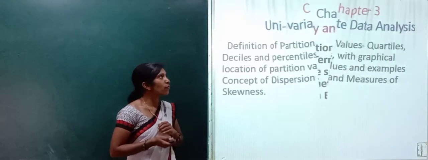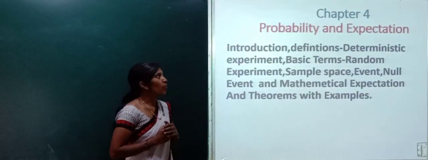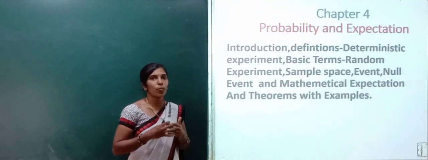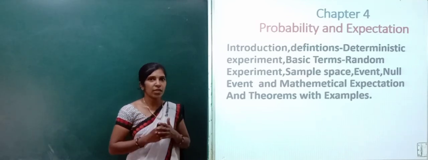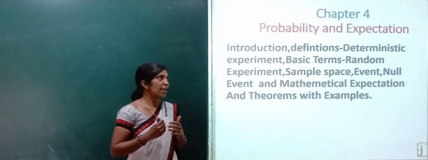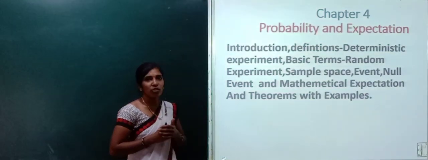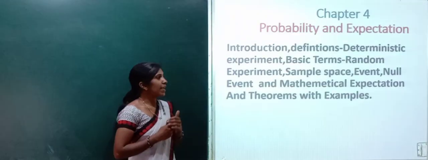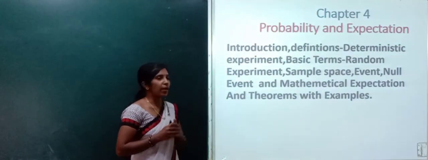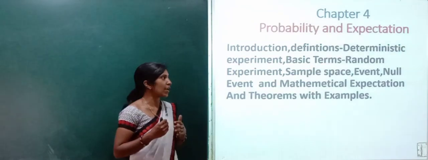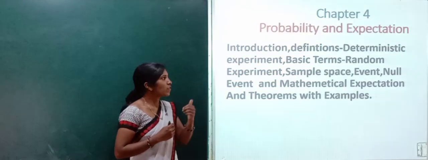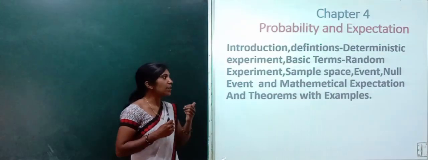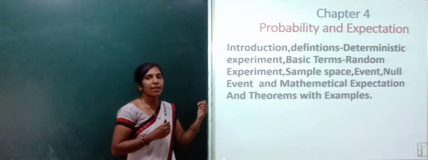Let us start with the fourth chapter, which is related to probability and expectation. As already studied in the 10th standard, probability is nothing but what we call sambhavaneeyate in Kannada. In this probability chapter, we will study the introduction to probability and the definitions of probability. In that, deterministic and experiment, and some basic terms related to probability: random experiment, sample space, event, null event, and mathematical expectation, and there are some theorems.